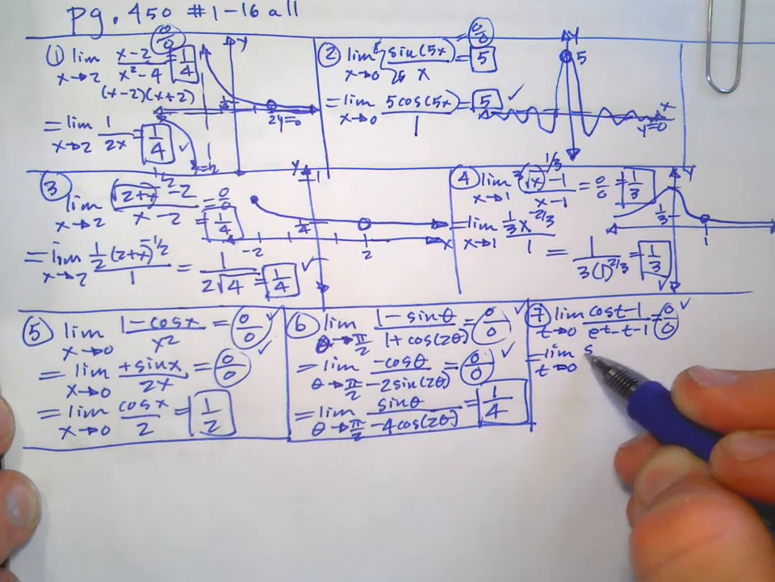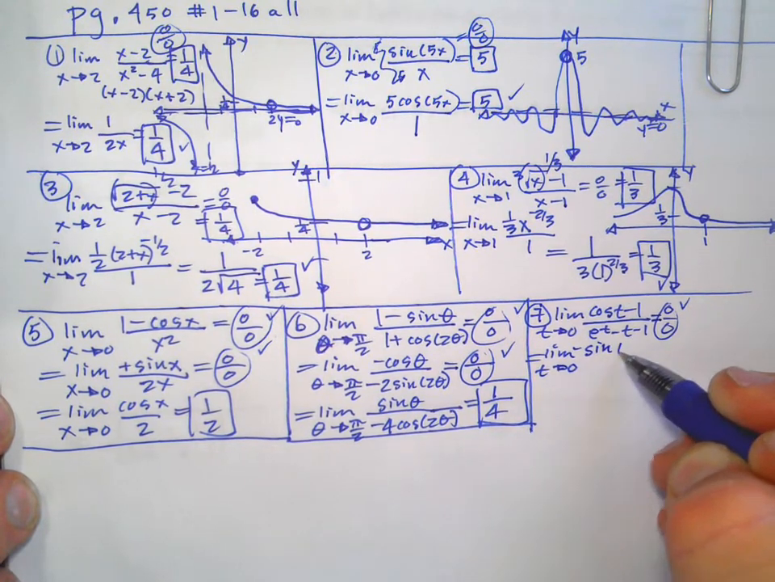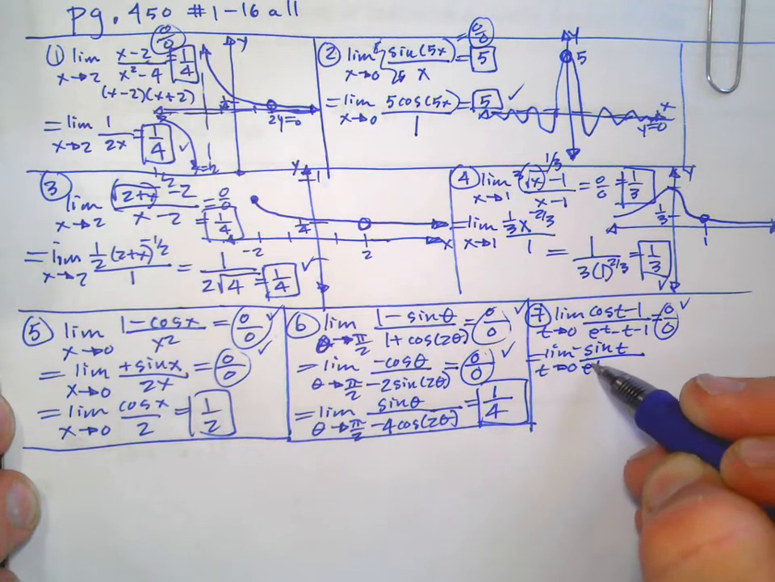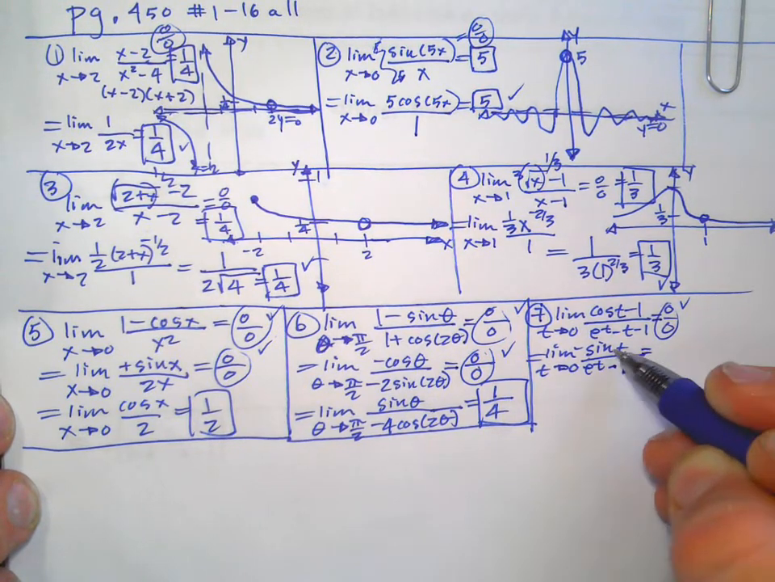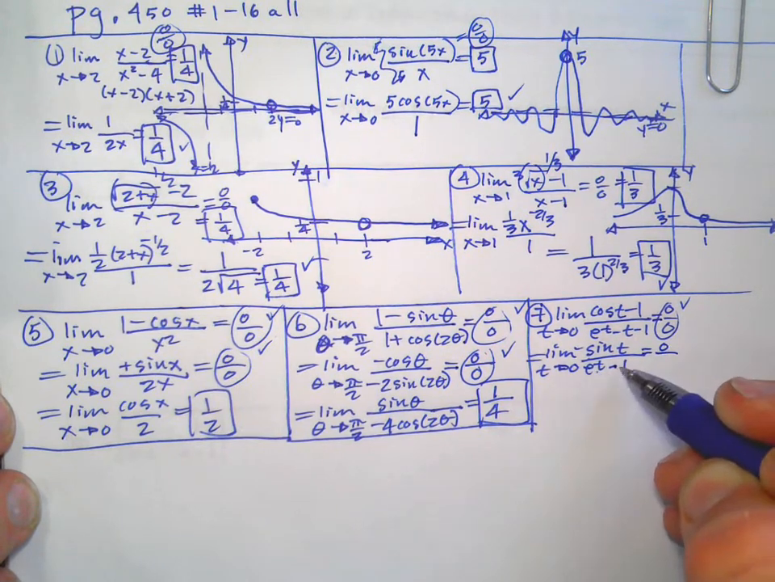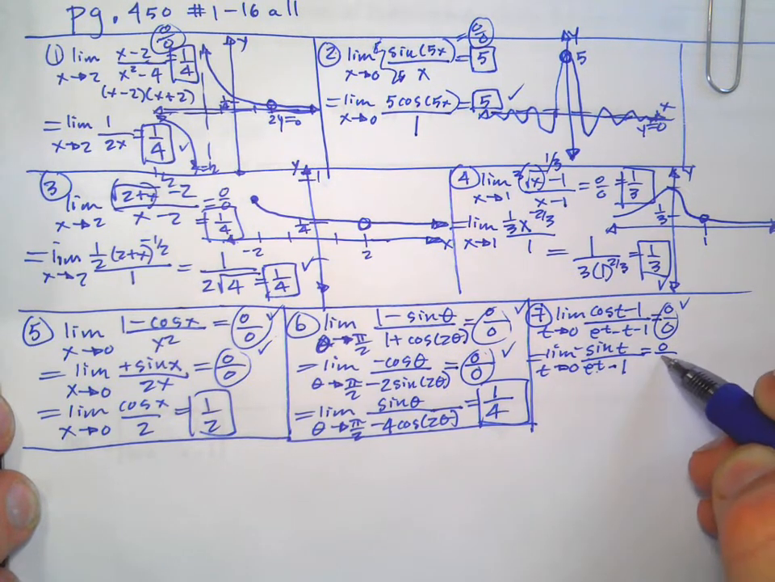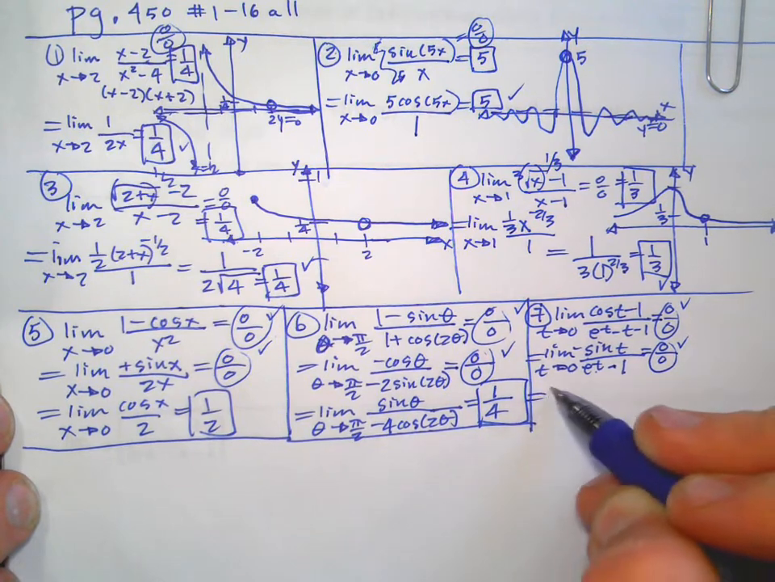Cosine is going to be negative sine. And the derivative of e to the t is e to the t, minus the derivative of minus t, which is minus 1. Derivative of minus 1 is 0. Sine of 0 is 0 over e to the 0, which is 1, minus 1 is 0. So we're going to do it again.